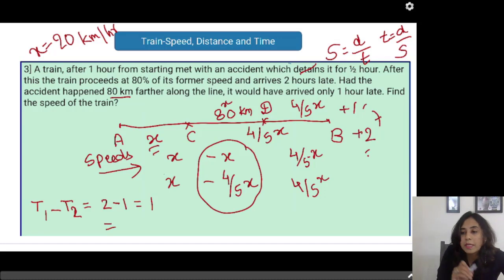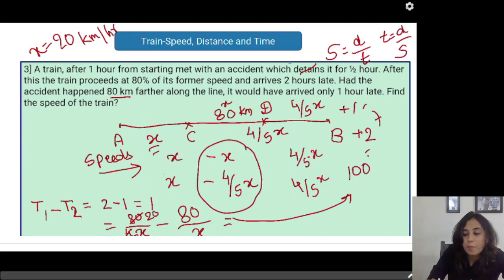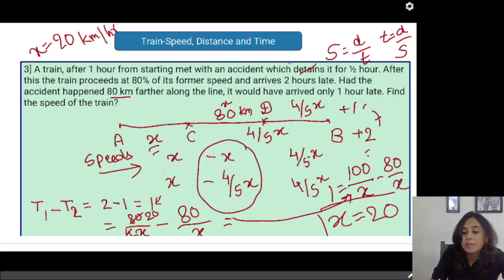So T1, what is my T1? The distance covered, which is 80 kilometers, upon the speed of the train. In the first case, the speed of the train is 4/5 of x. And in the second case, the distance is going to remain the same, which is 80, and the speed is x. So if I cancel this, I get 20 and I get 100. So 100 upon x minus 80 upon x equals 1, because the difference is 1 hour. So the value of x comes out as 20 kilometers per hour. But what was my x? My x was the initial speed of the train, which is exactly what we are asked to find.